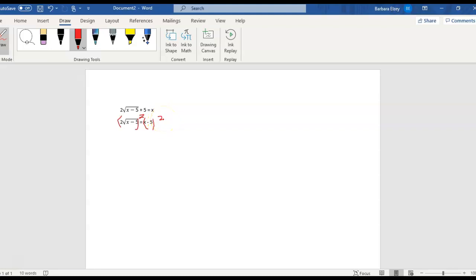Now on the left side, that 2 is outside of the square root. So when I square it, it's going to become 4. And then the x minus 5 is inside of the square root. The square root's going to cancel with the square, and we're just going to get the x minus 5 as it is. So in parentheses, x minus 5.